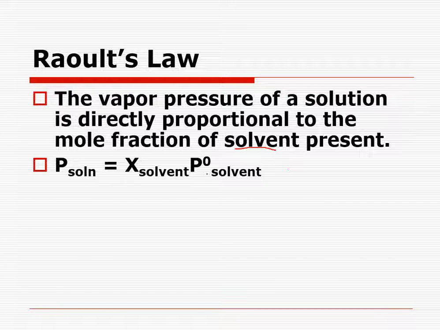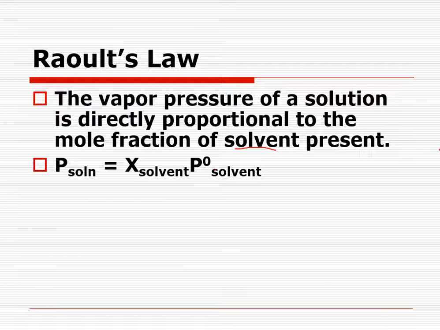Okay, so it's just really a plugging in situation. You may have to solve for the mole fraction, and then you're given the vapor pressure of the pure solvent, and you multiply those two things and you get the vapor pressure of the solution. Or you could have any of these variables. So you may have the vapor pressure of the solution and the mole fraction, and you have to find the vapor pressure of the pure solvent.